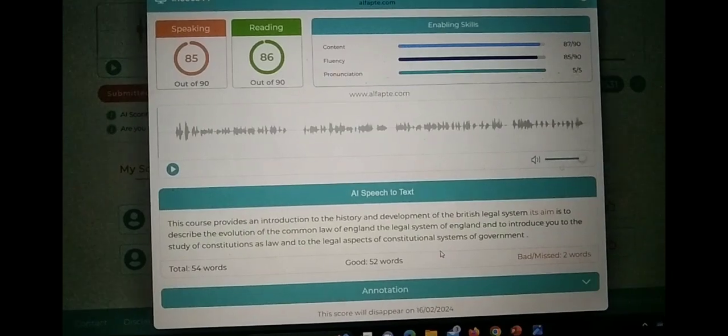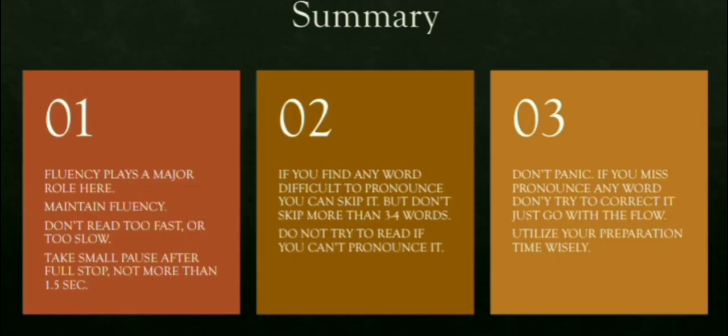AI of the real exam is completely different from the website. Summary: fluency plays a major role here. Maintain fluency. Don't read too fast or too slow. Take small pause after full stop, not more than 1.5 seconds. Remember, your microphone will automatically turn off after 3 seconds, so don't take long pauses.